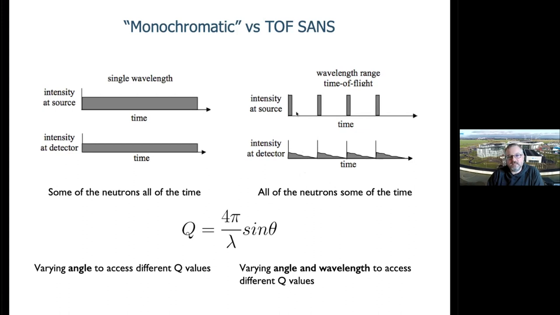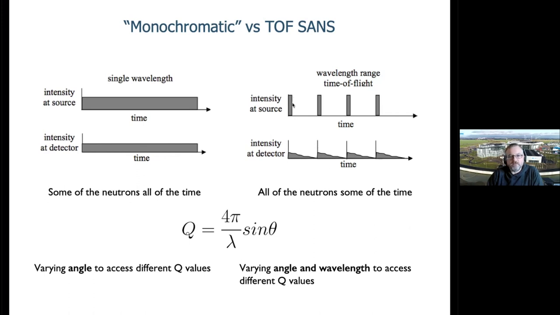And so what that means is that by knowing when the neutrons were produced, and knowing when they arrive at the detector, we know how far apart these two things are, and we know the parameters of the neutron, so we can work out what the neutron's velocity was by the time it took to get from here to here, and that allows us to know its energy and thus its wavelength. And so what this means is that we can now make use of all of the neutrons, but we're only using them for some of the time.